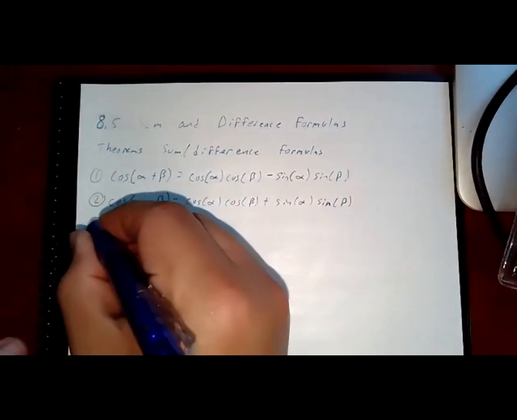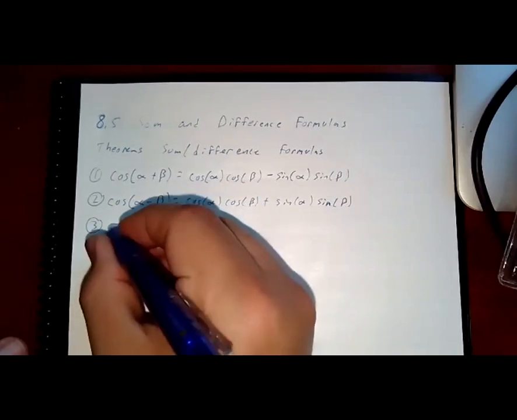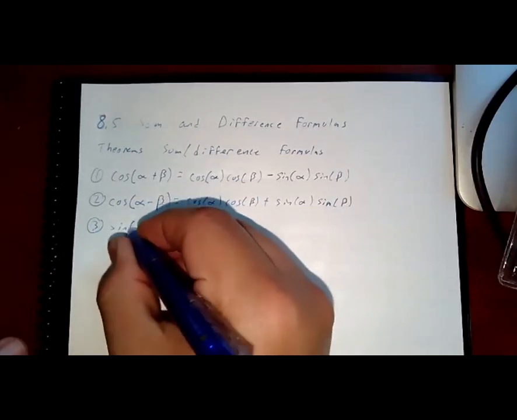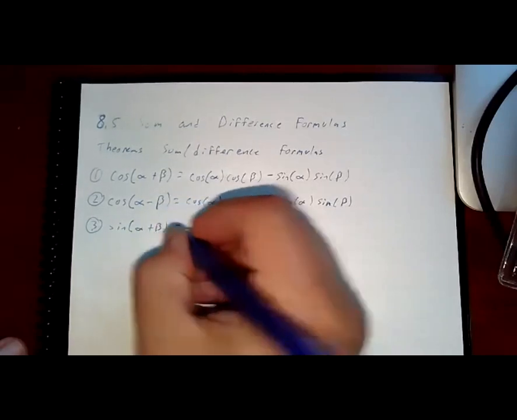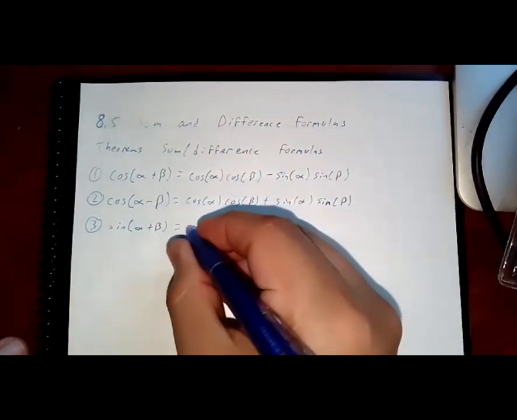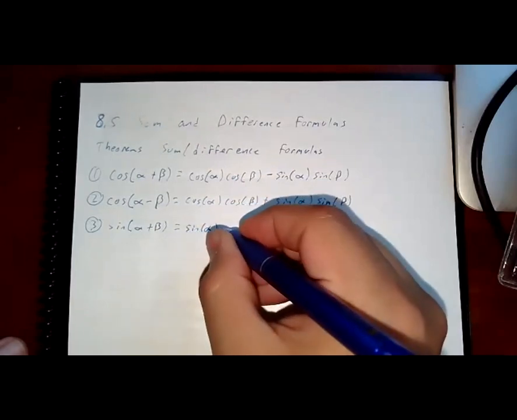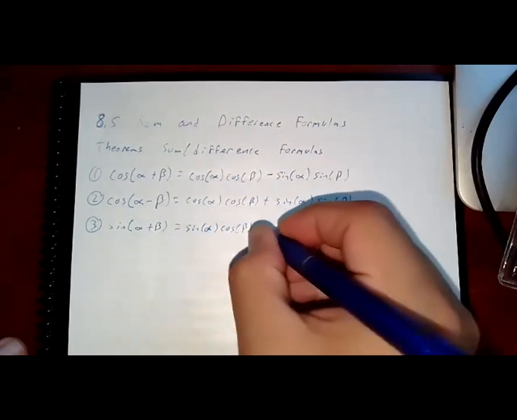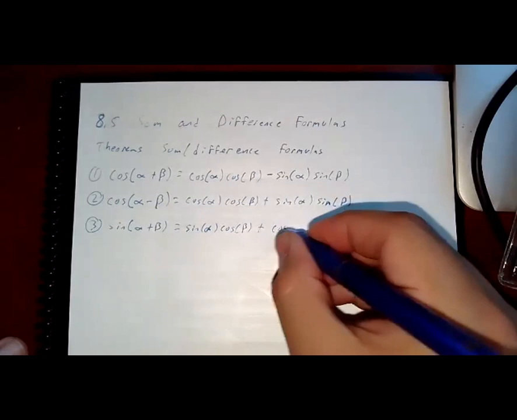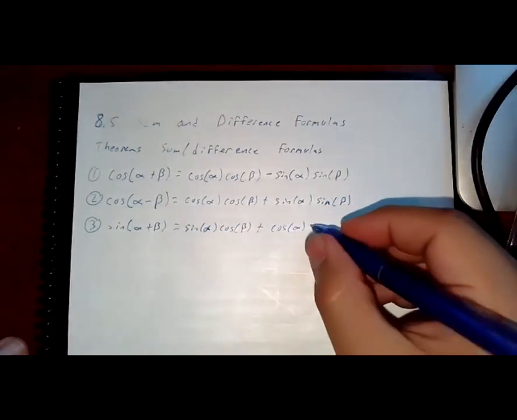Number three, the sine sum and difference formulas. So sine alpha plus beta is equal to sine alpha cosine beta plus cosine alpha sine beta.